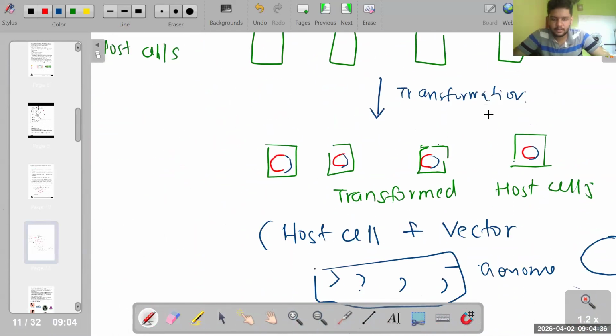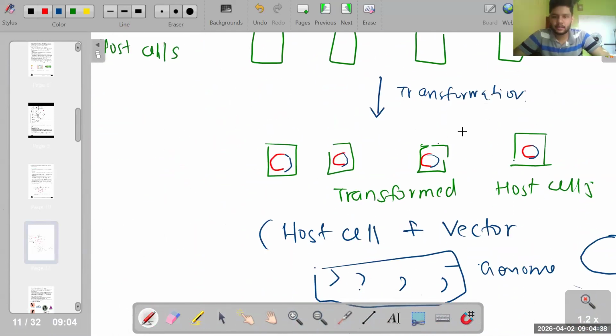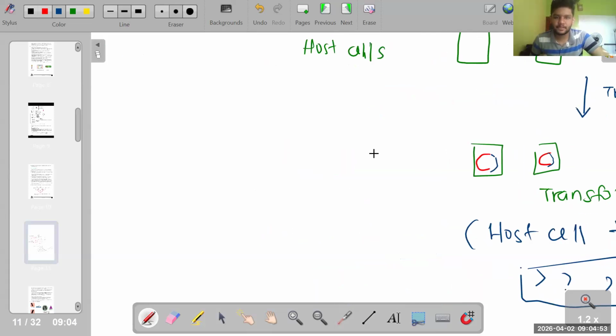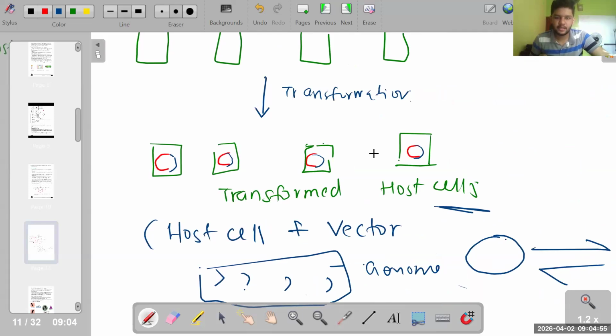Right, I missed one point. Now these are transformed cells. So rather than using the plural, transformed host cells, we use a word that I introduced last week: colonies. Colonies of transformed host cell. Will you agree with that? Colonies means what? From one, there's a control.